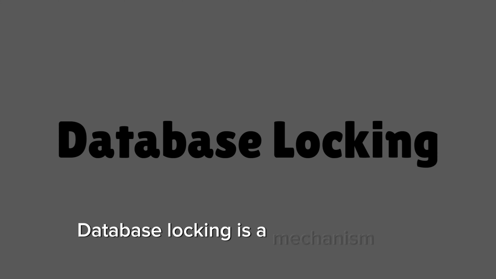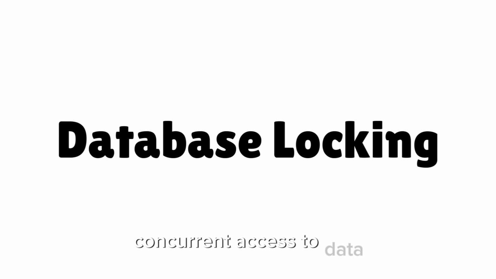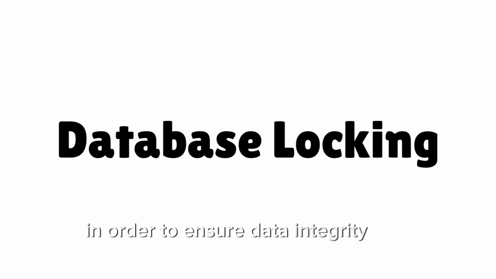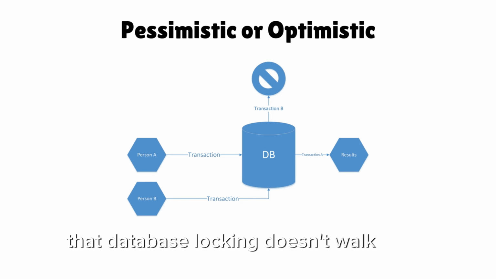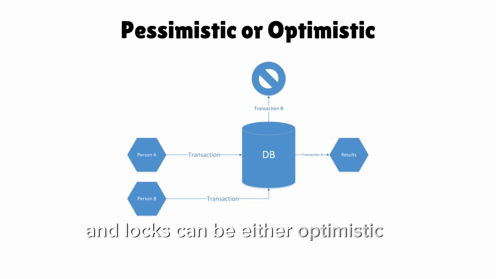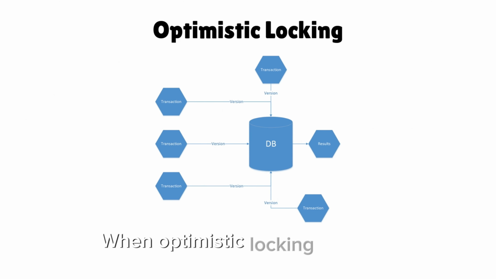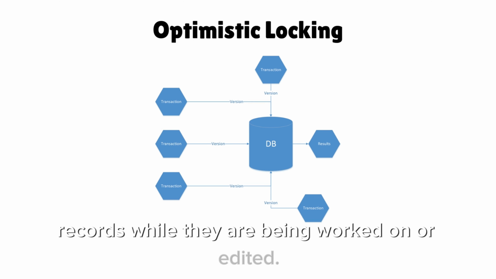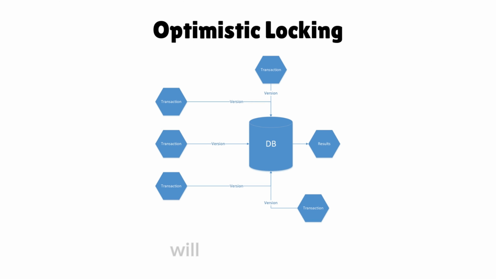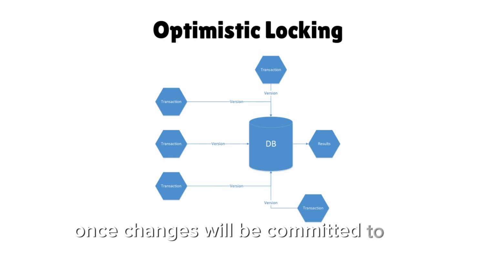Database locking is a mechanism that prevents concurrent access to data in order to ensure data integrity and consistency. Many database professionals know that database locking doesn't work alone, and locks can be either optimistic or pessimistic. When optimistic locking is in use, a record is locked only when changes are being committed, while pessimistic locking refers to your database locking records while they are being worked on or edited. In both locking models, your database will release a lock once changes are committed to the database.